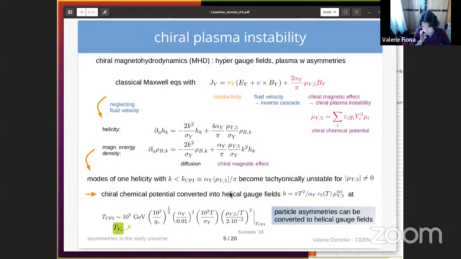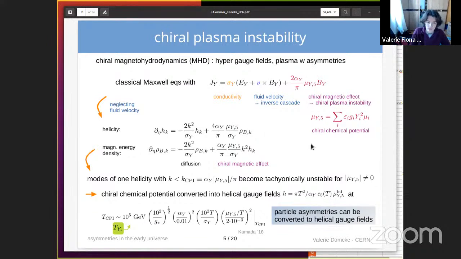For that, we'd actually need the second equation that I'm not writing here. So there's also an evolution to close the system. We need to also know how this mu y5 evolves, right? And this mu y5 just evolves according to the chiral anomaly equation. So the change in the chemical potential is just given by F F dual, so basically by the helicity.